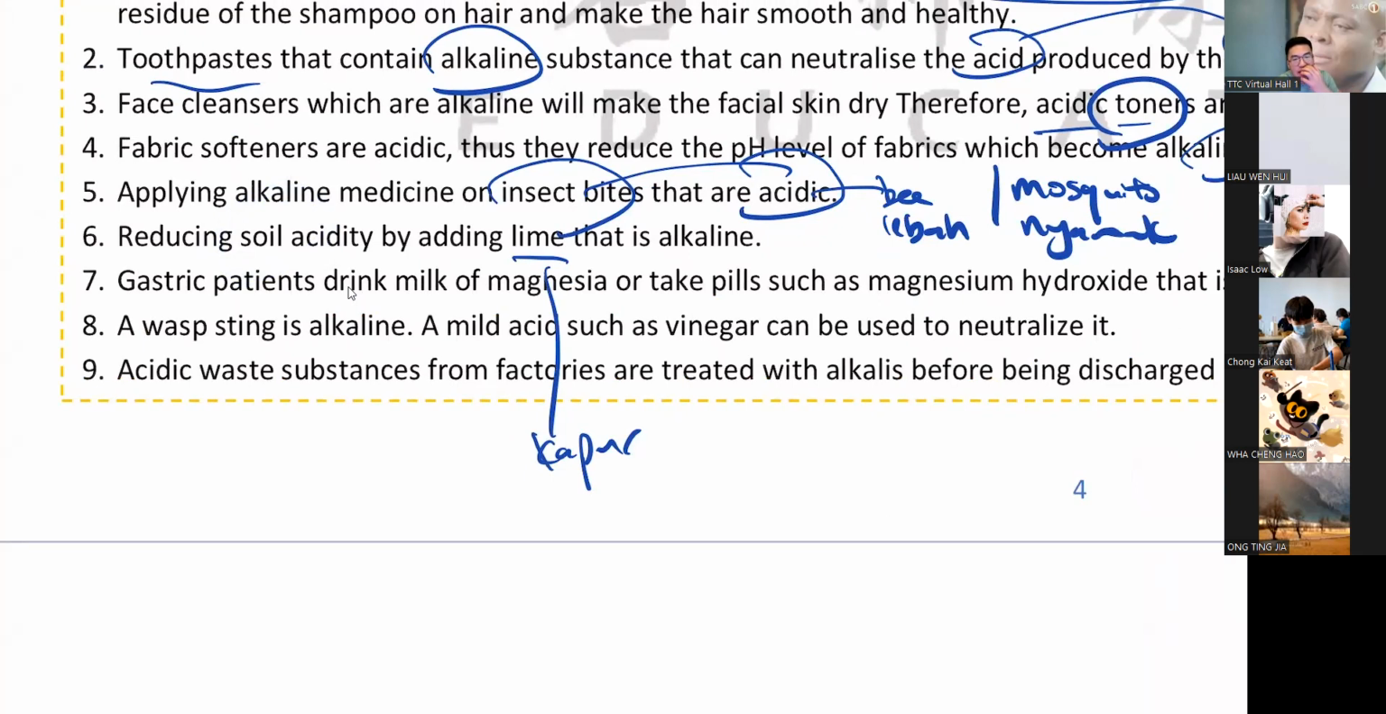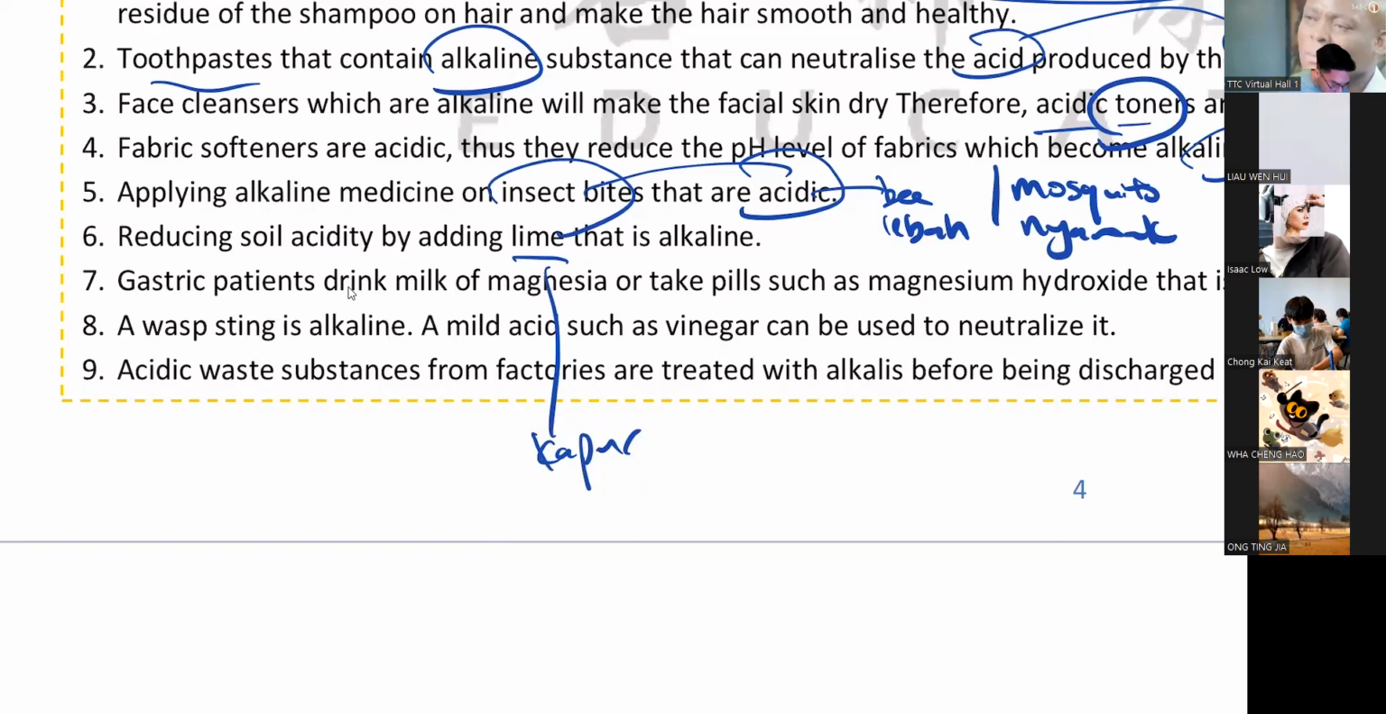Lime, yes, lime is alkaline. Lime is 石灰, not limau. When you order limau, yes, that thing is called a lime too. But the lime I mean here is from kapur, from your wall, not that one.